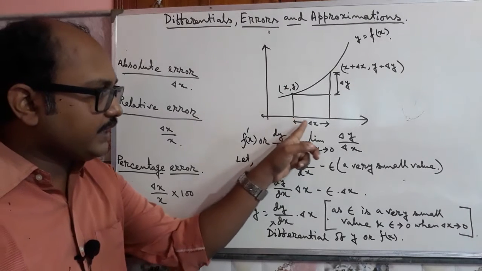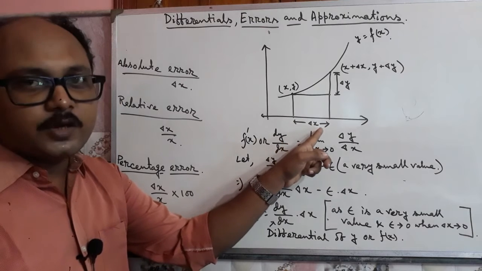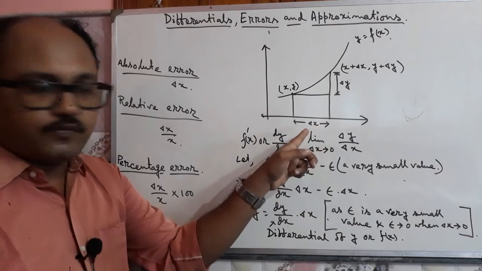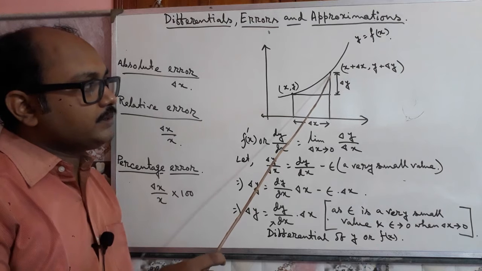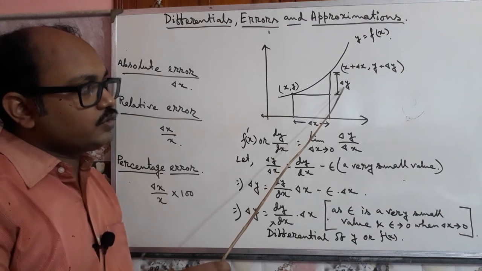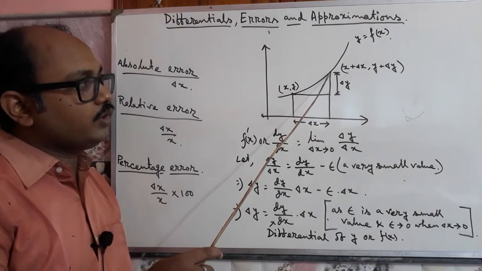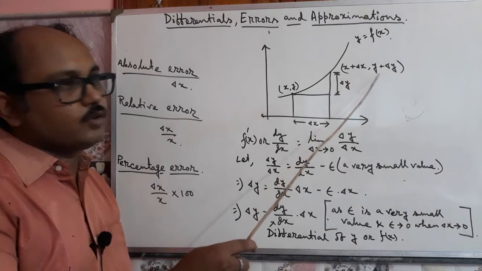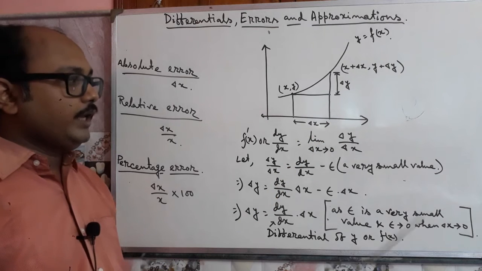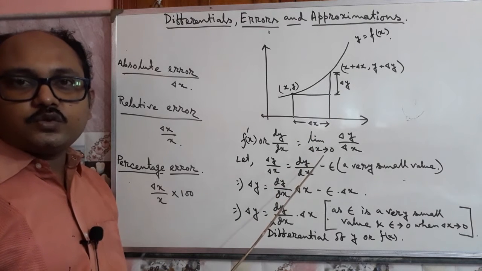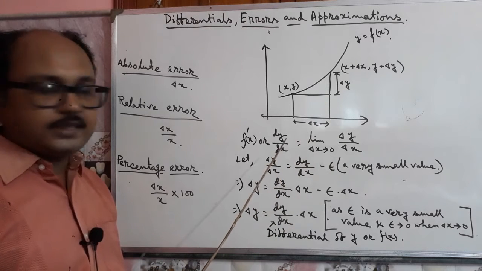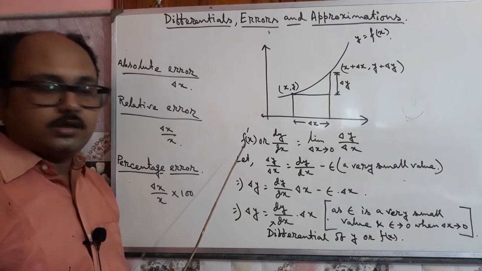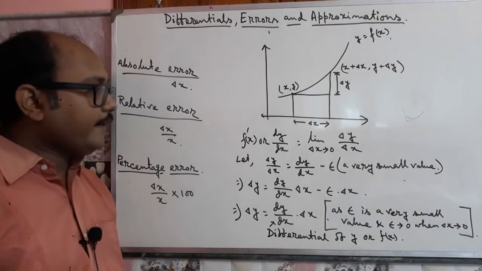Let this delta x be the increment in x. For this delta x, the increment in y, that is this part, is known as delta y. So the coordinate of this point is x plus delta x comma y plus delta y. If limit delta x tends to 0, then this delta y by delta x is known as dy dx or f dash x.